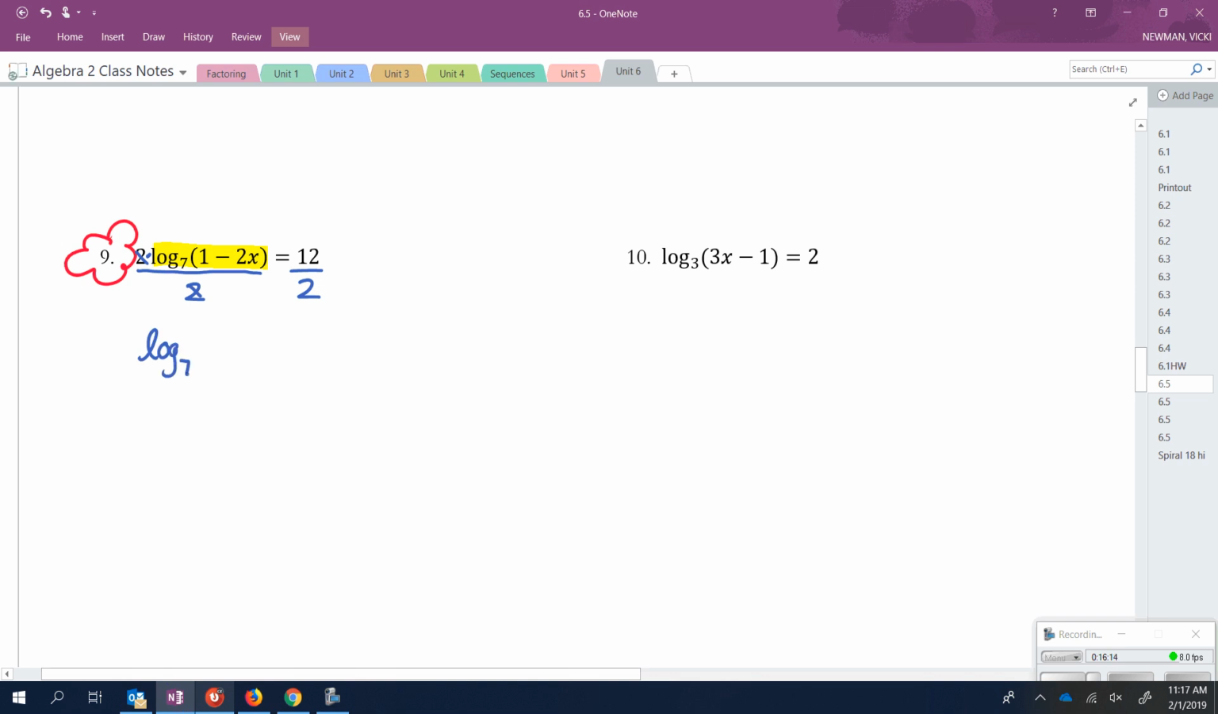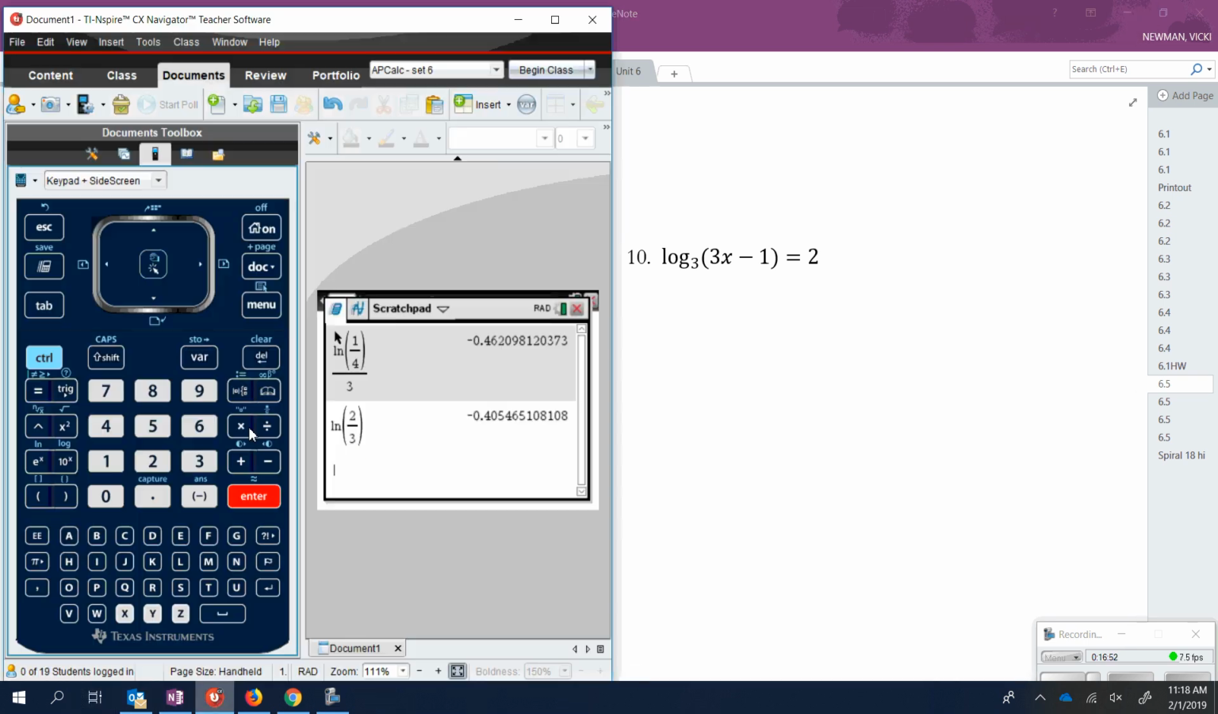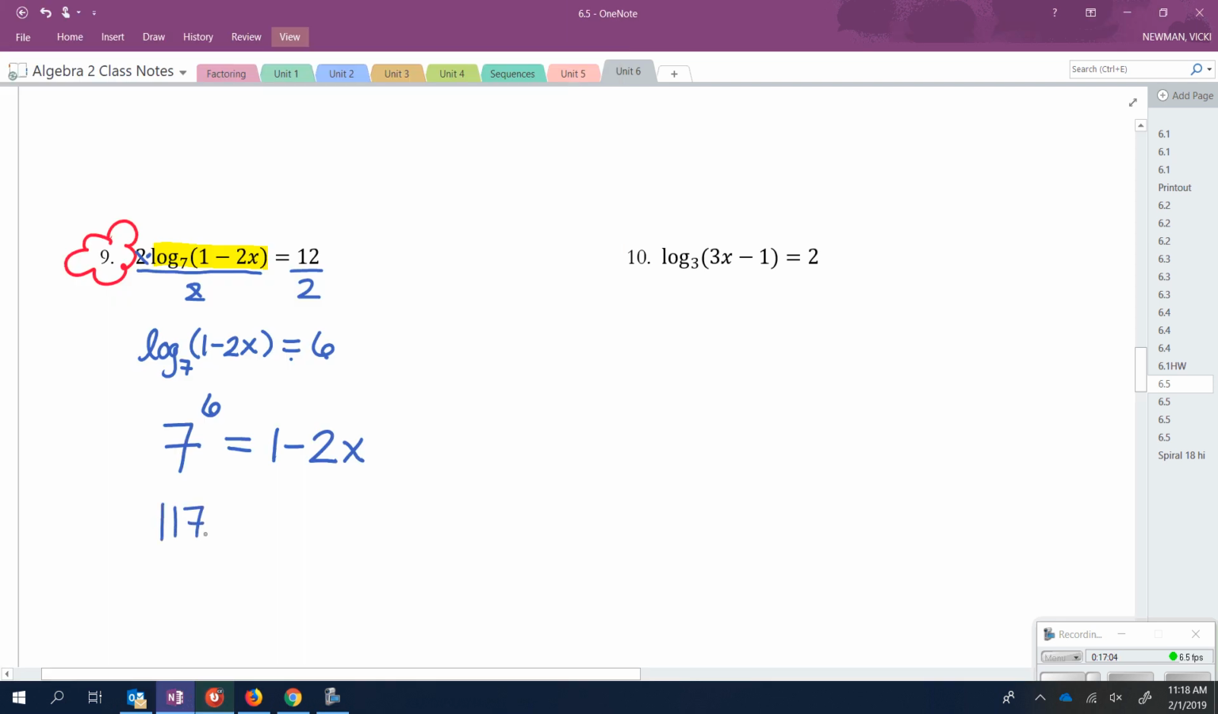Log with a base of 7 of 1 minus 2x is equal to 6. We need to get at what's inside the log. So we need like a chainsaw, right? No, we don't need a chainsaw. We need to change the form to an exponential. The base of the logarithm is 7. We know logarithm is exponent, so 6 is the exponent, equals what's inside. So we're solving for x. What is 7 to the 6th power? 117,649. Gross. 117,649 is equal to 1 minus 2x.